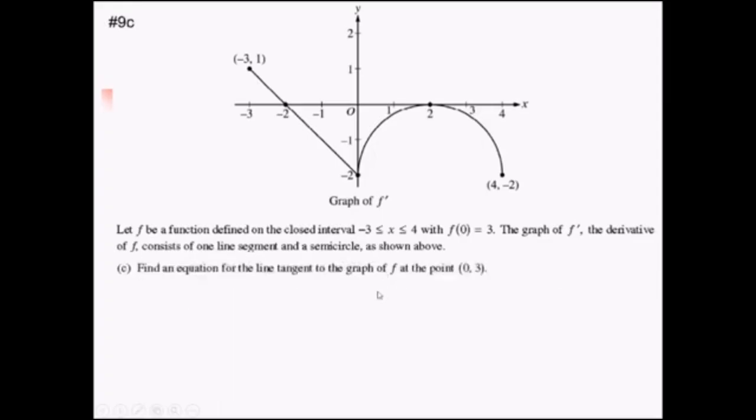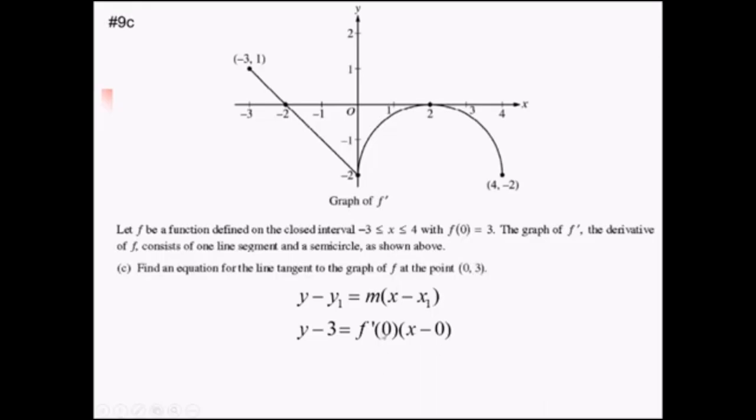For this last part here, they want us to find an equation for the line tangent to the graph of f at (0, 3). So since I'm just finding a normal tangent line and not doing anything with it, I'm just going to use point-slope, y minus y1 equals m times x minus x1. So I have y minus the y value they gave me, 3, equals the slope. Now I don't know what the slope is, but it's going to be f prime of the x value 0, so whatever that comes out to is going to be our slope. And then we're going to have x minus 0 because they gave us that point here.